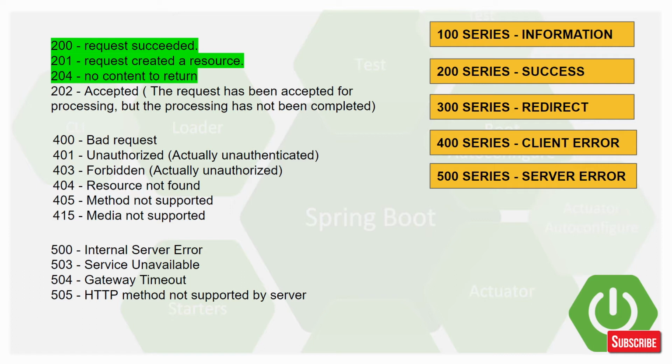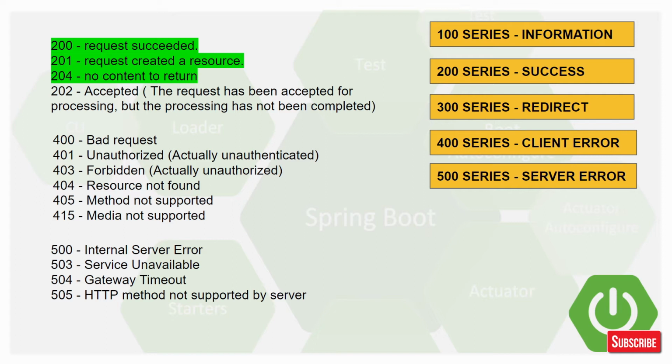And in this particular video, to understand how to respond to the client, we will focus on the 200 series only. If you see the complete series of HTTP status, we have the 100 series, 200 series, 300 series, 400 series and 500 series. We will focus mainly on the 200, 400 and 500 series. In this video, we will talk about only the 200 series. The 400 and 500 series we will discuss in our next video, where we will talk about exception handling.